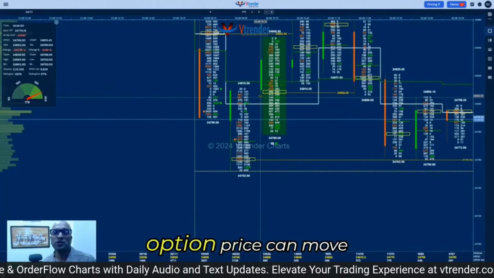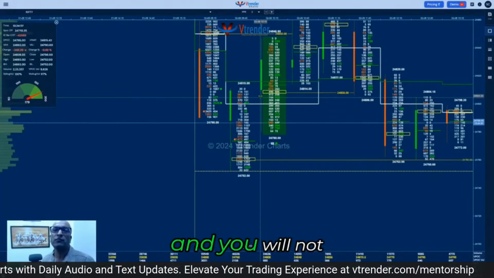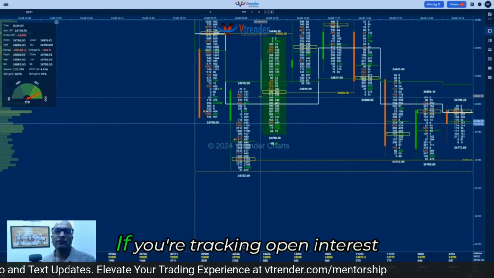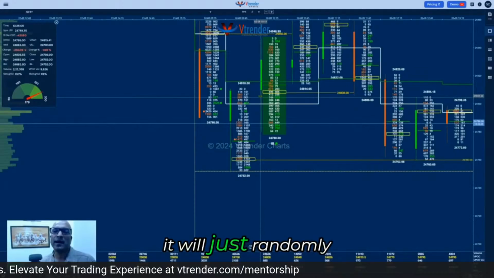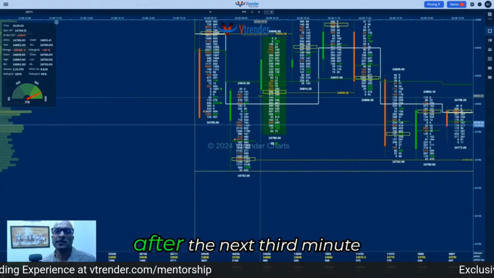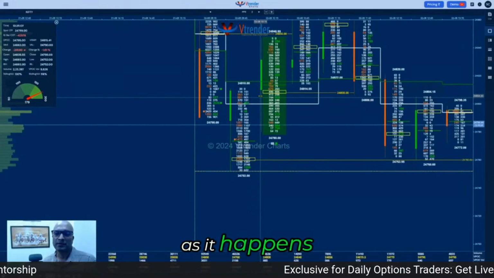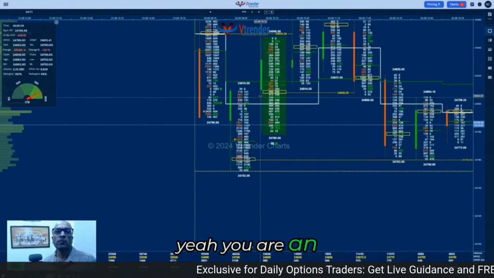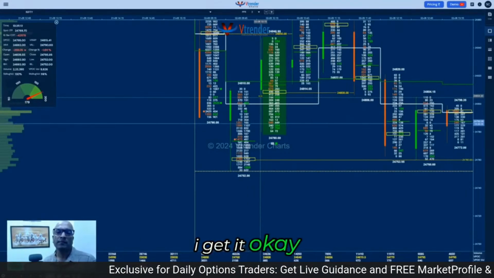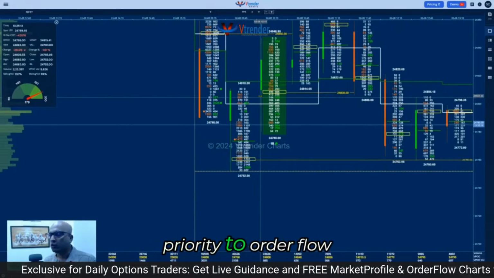In 3 minutes an option price can move from 20 to 60, and you will not even know why it happened, right? If you're tracking open interest, it will just randomly give you a snapshot after the next third minute. But in order flow, you can see it as it happens, right? So yeah, you are an open interest trader, fine, I get it, but always give priority to order flow data.